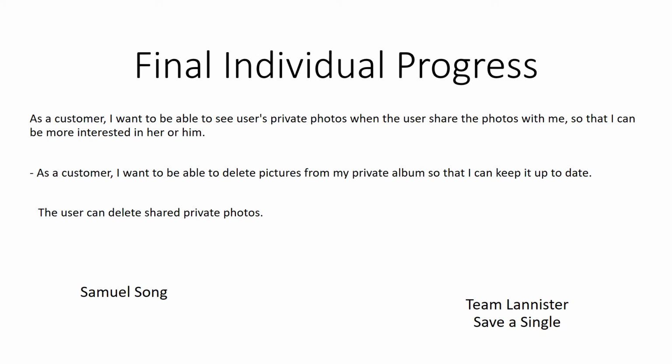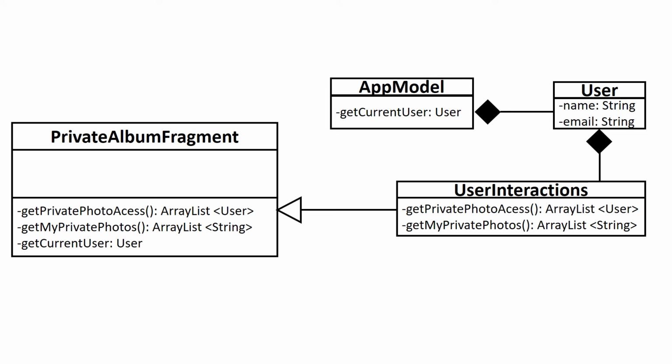Next, child user story. As a customer, I want to be able to delete pictures from my private album so that I can keep it up to date. This is my UML diagram. In the private album fragment, when a user clicks a picture in a grid view, the selected position will be deleted from the image list and image string list, and the update will be reflected on the grid view using the adapter's notifyDataSetChanged.